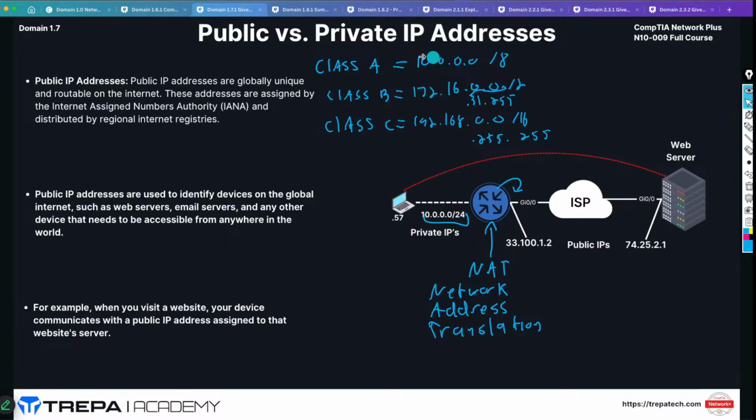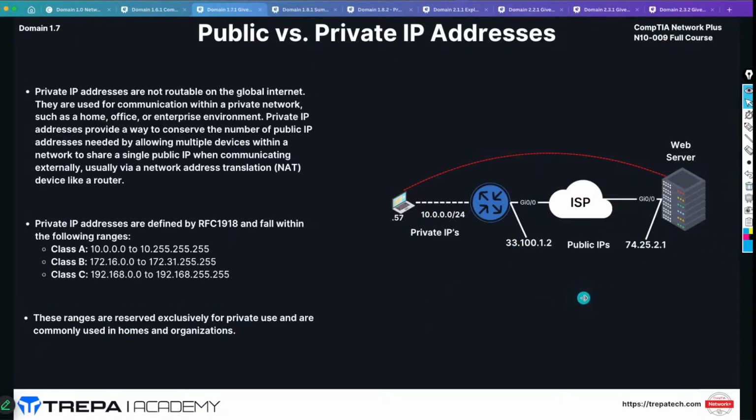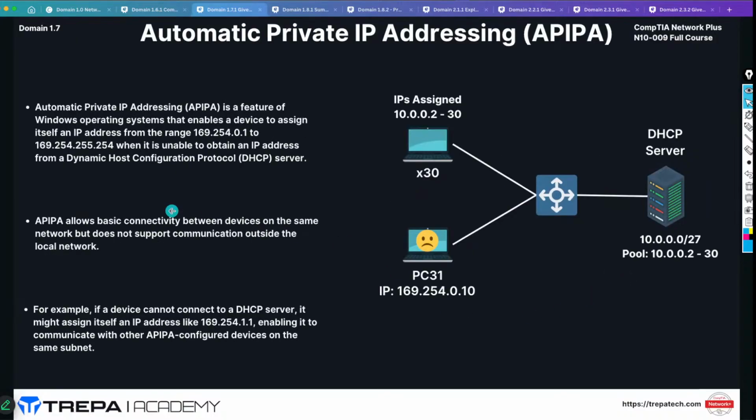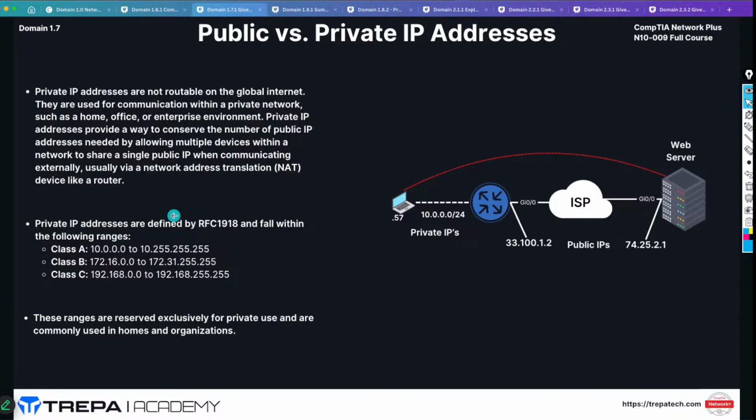So, important to note, a public IP is routable on the internet. These private IPs are, like it says, private, so you can't directly connect to private IP addresses. And that router that's connecting you off to the internet is doing something called NAT. So here's the chart again. Private IP addresses are not routable on the global internet. They're just used for communication in your LANs, right? There's the ranges, and these ranges are reserved exclusively.